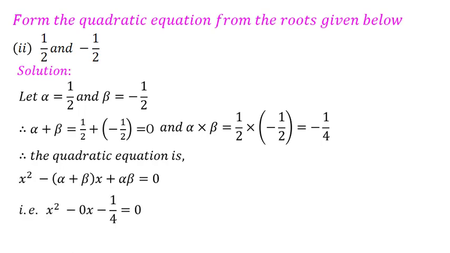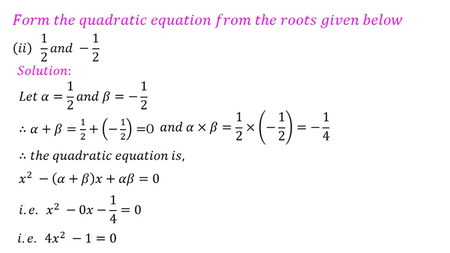That gives me x square minus 0x minus 1 by 4 equal to 0. I will multiply throughout by 4 so that the denominator term vanishes. So I will get 4x square minus 1 equal to 0. The 0x, there is no need to write. So 4x square minus 1 equal to 0 is the required quadratic equation.